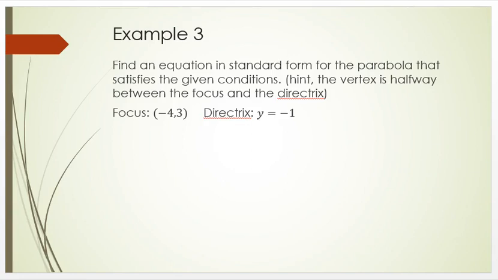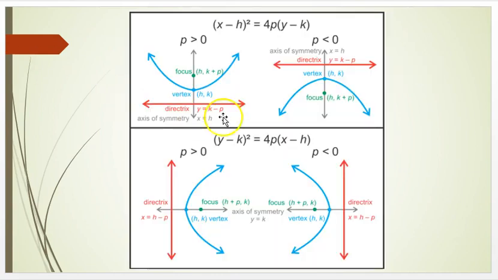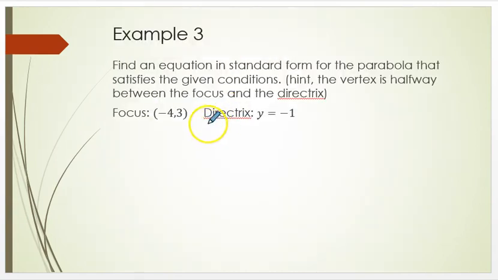So looking at this one, we have a directrix. This one has the horizontal line at a height of -1, and then the focus is up at 3. So we're dealing with something that looks pretty similar to this graph. So we have a height of -1 and then a height of 3 for the focus, which means the vertex is going to be exactly halfway between at a height of 1. So I can say that k equals 1.